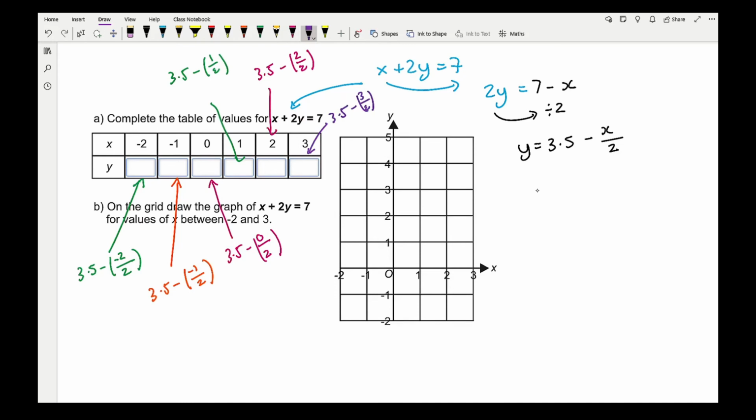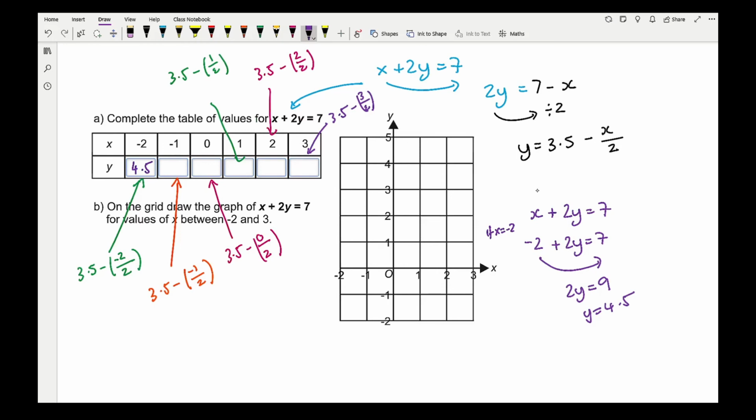Another way of working it out is to actually substitute the numbers in. So again, I've got x plus 2y equals 7. If x equals minus 2, then I've got minus 2 plus 2y equals 7. Take the minus 2 over, so I've got 2y equals 9, and then y equals 4.5. So this value here is going to be 4.5. More difficult questions are going to involve decimal answers. And again, it's entirely up to you which method you go for.